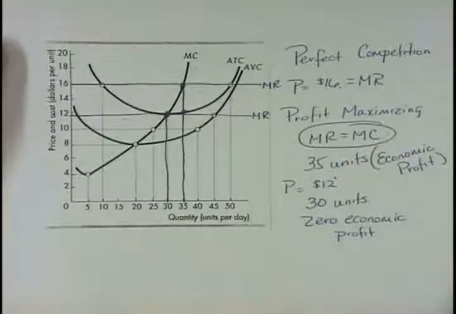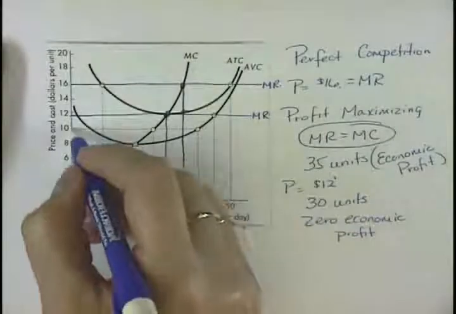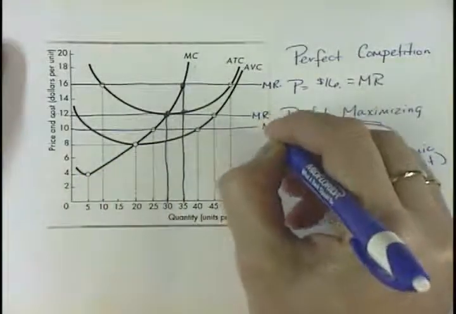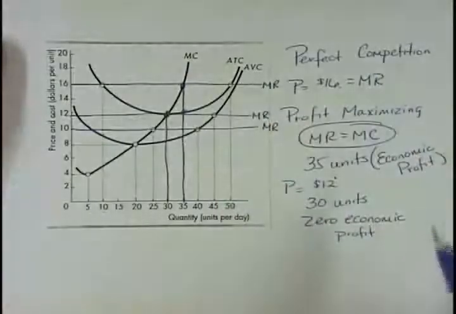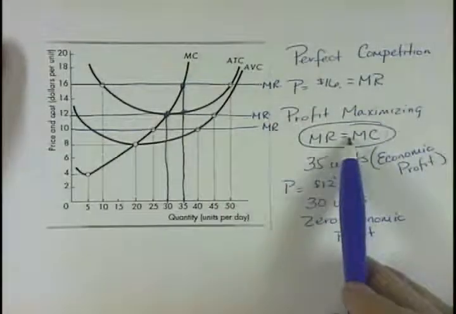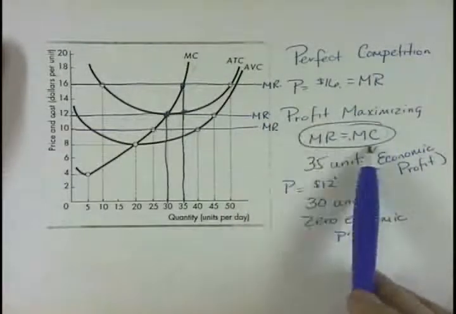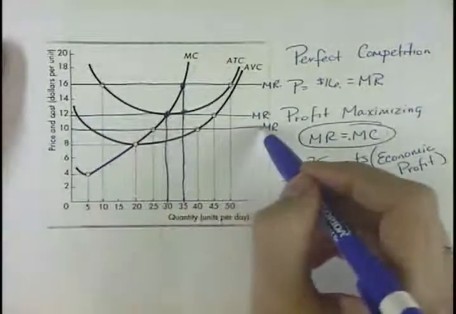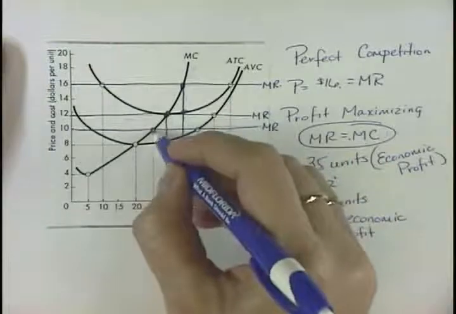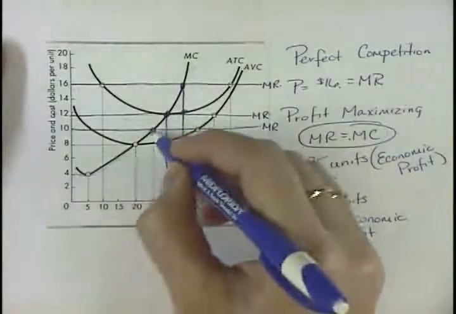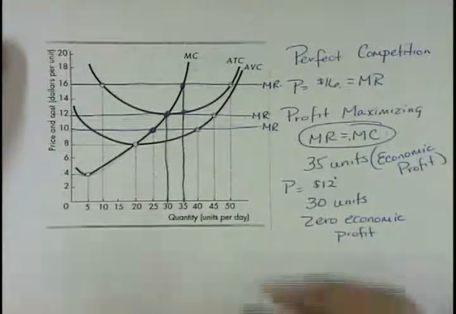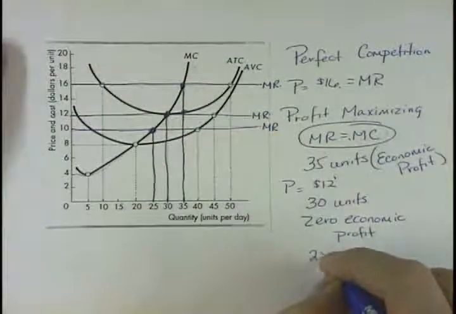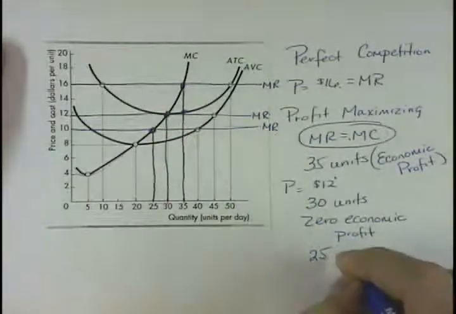Okay, so let's see one more. Let's say the price drops down to $10. So here marginal revenue is $10. We're going to find the profit maximizing point always where marginal revenue equals marginal cost. Here's my marginal revenue line we just drew, here's my marginal cost, and here's the point where those two intersect. So we bring that down, and now our profit maximizing output is 25 units.